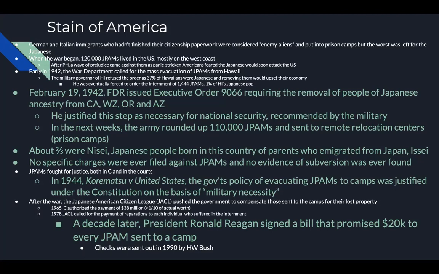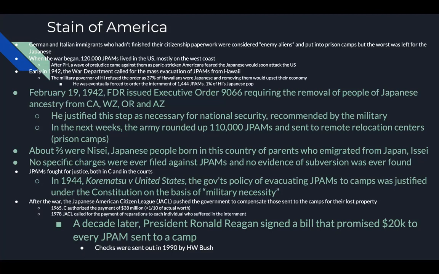About 2/3 of these 110,000 were Nisei, meaning Japanese people born in this country of parents who immigrated from Japan, who are the Issei. Nisei, Issei. Probably test question. No specific charges were ever filed against these Japanese Americans, and no evidence of subversion was ever found. So all this hoopla for nothing.